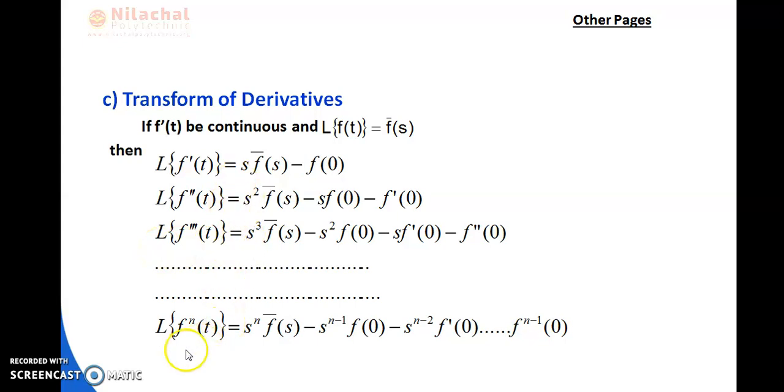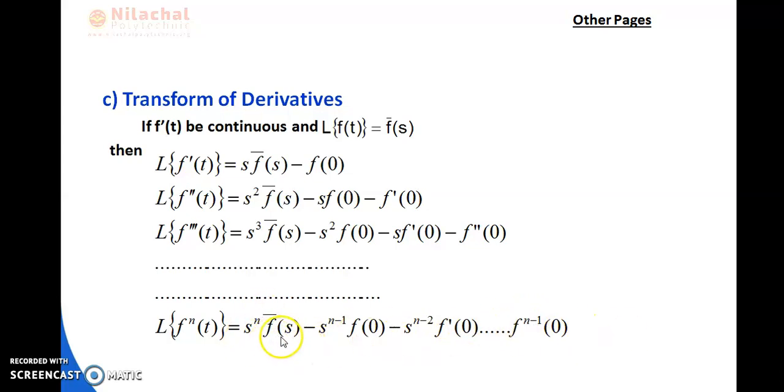So in general, Laplace of the nth derivative of f of t equals s to the power n f bar s minus s to the power n minus 1 f of 0. You can see the power of s is decreasing here, and the derivative of f of 0 is increasing here. These are the technique.